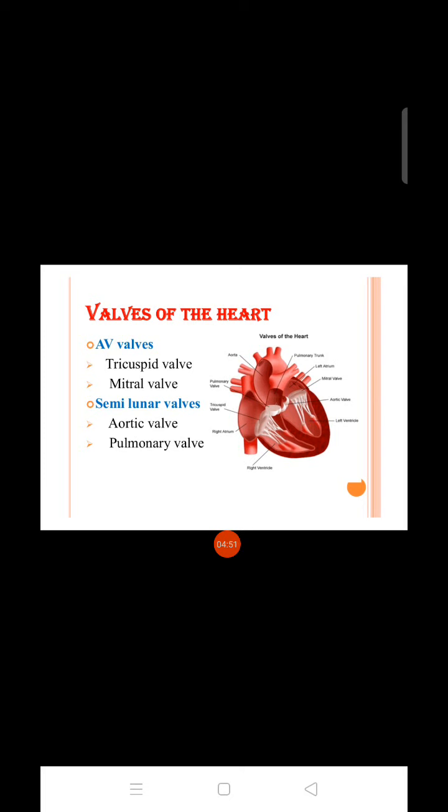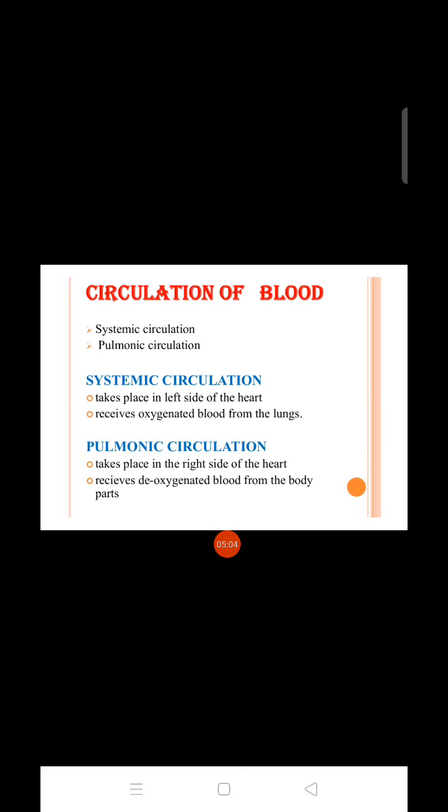Okay, in this what will be there? There are the tricuspid valve, the mitral valve, and the semilunar valves: the aortic valve and the pulmonary valve. These are the valves of the heart. Next, what is the circulation of blood? There is systemic circulation and pulmonic circulation.